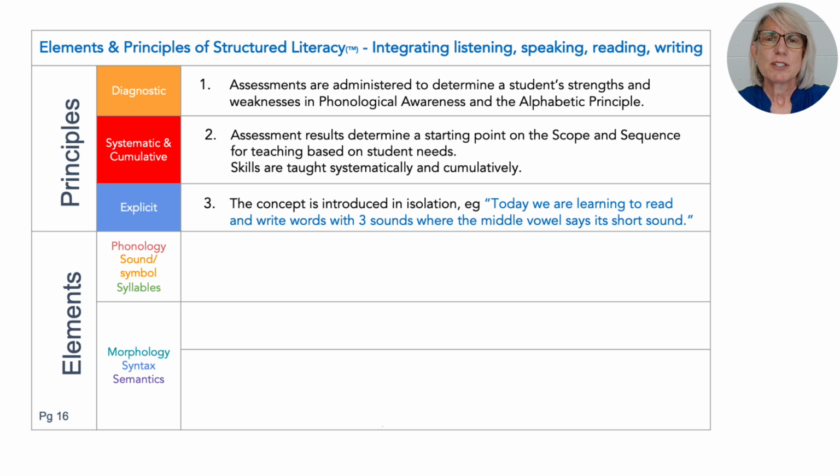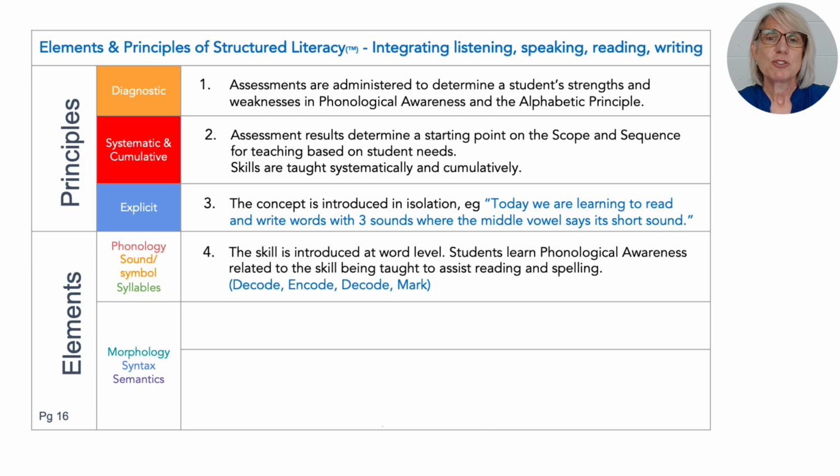From there, skills are taught in a systematic and cumulative way. The concept is introduced explicitly in isolation. For example, today we're learning to read and write words with 3 sounds, where the middle vowel says its short sound, so CVC words. The skill is introduced at word level. Students learn phonological awareness related to the skill being taught to assist reading and spelling. For example, teaching students how to blend sounds in words might be a skill that you focus on.